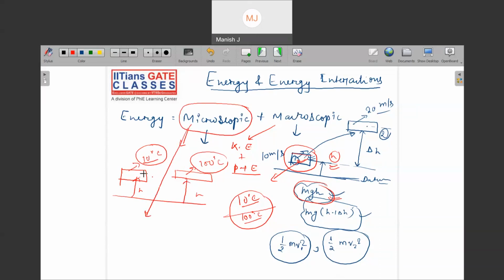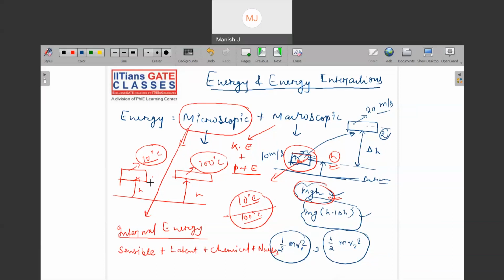So we have microscopic energy. It is also named as internal energy. And it constitutes which parts? First is sensible, second one is latent, third is chemical, and the fourth one is nuclear. Okay, let us understand this quickly.